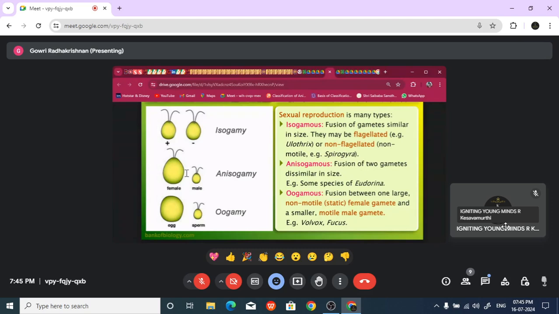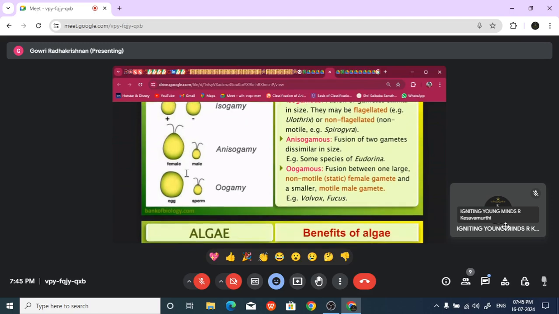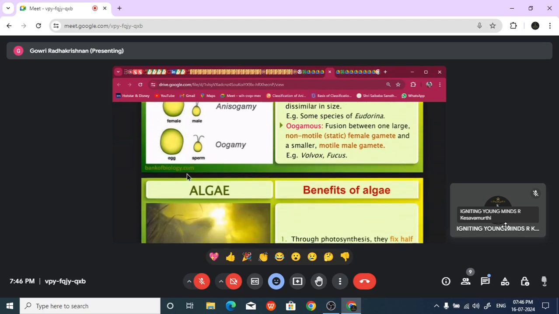Anisogamous is fusion of two gametes dissimilar in size. So one can be big and one can be small. Some species of Eudorina. And then oogamous. Oogamous is the fusion of one large non-motile static female gamete and a small motile male gamete. That is, a male gamete swims to the female gamete. So the female gamete is very big and not motile. That is, it does not have flagella, so it can't swim. That kind of fusion is seen in Volvox and Fucus.